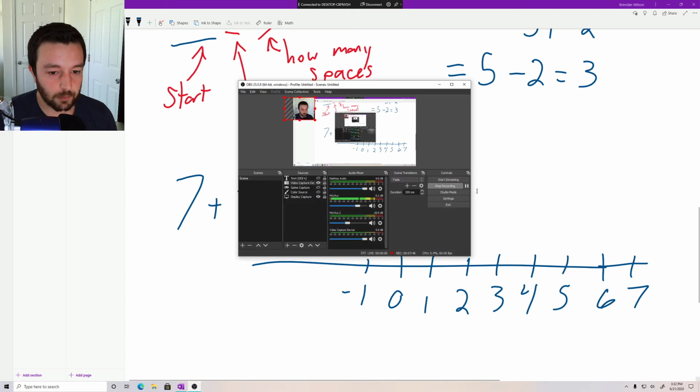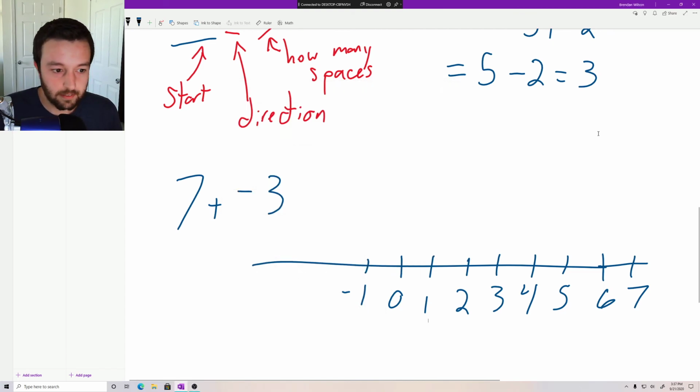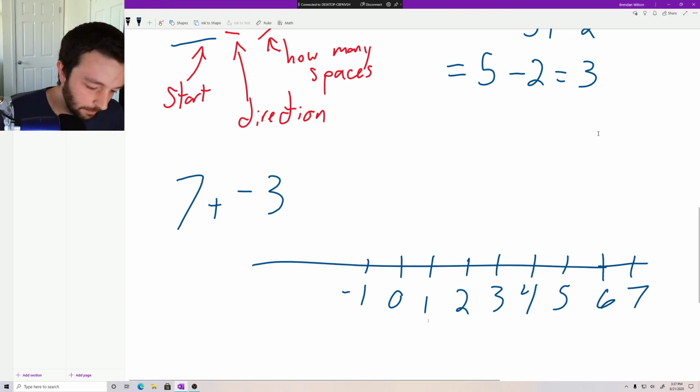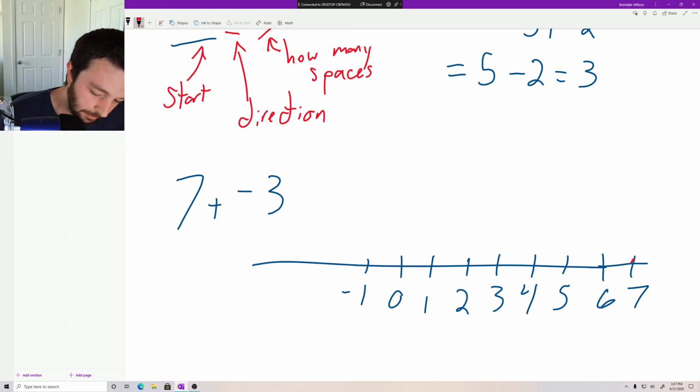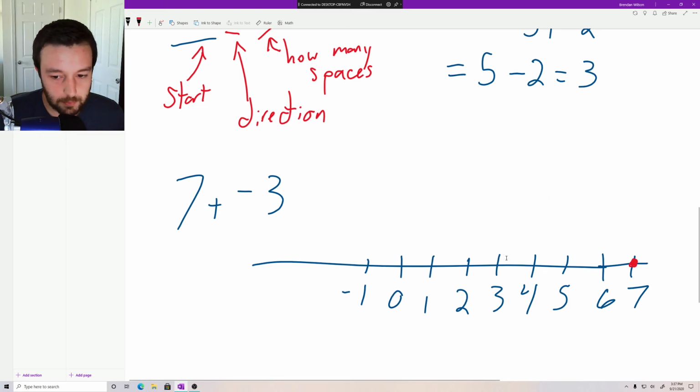So the 7 is where we should start. So we start at 7, and then the plus sign. This one is a little bit weird because the plus sign is telling us to go towards the positive numbers, but then we have a negative sign right here. So the negative kind of flips it back in the other direction.